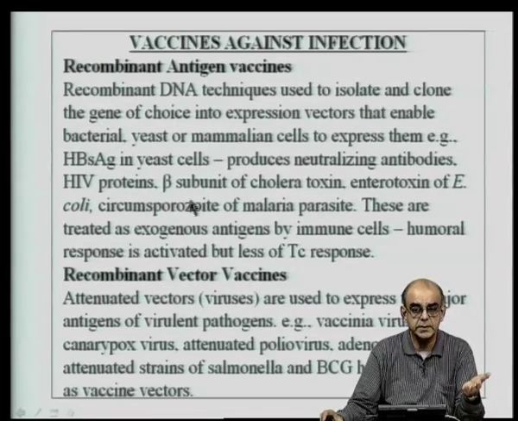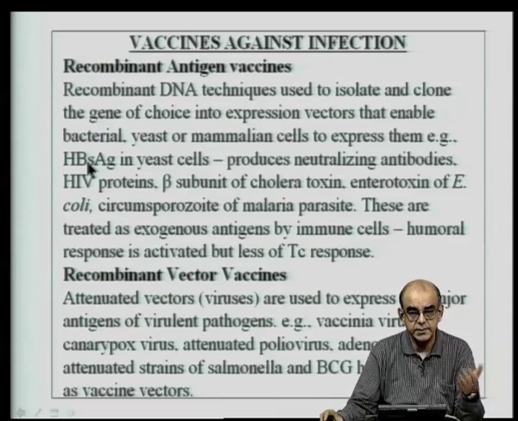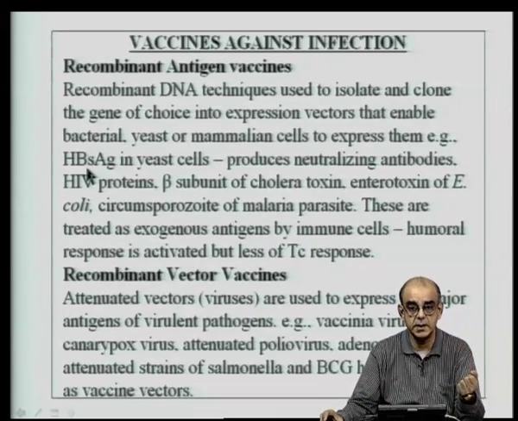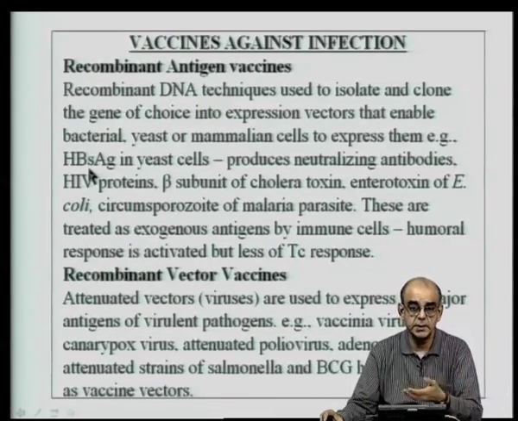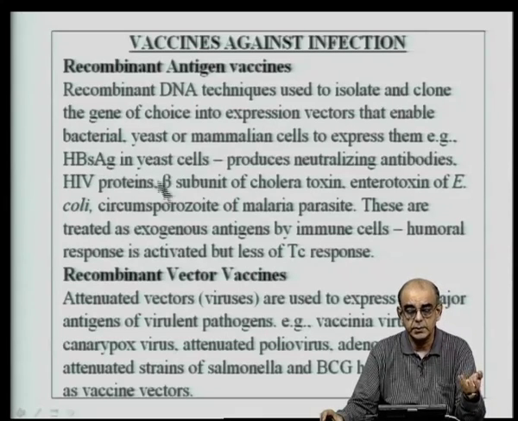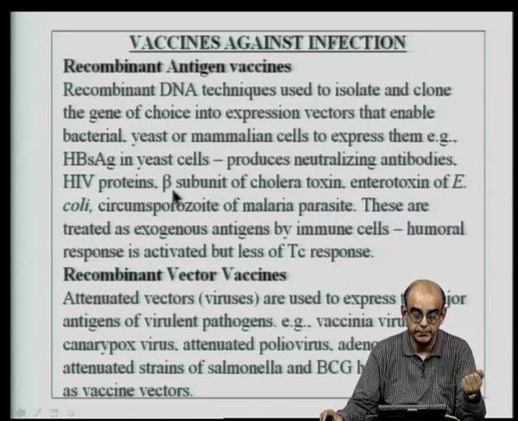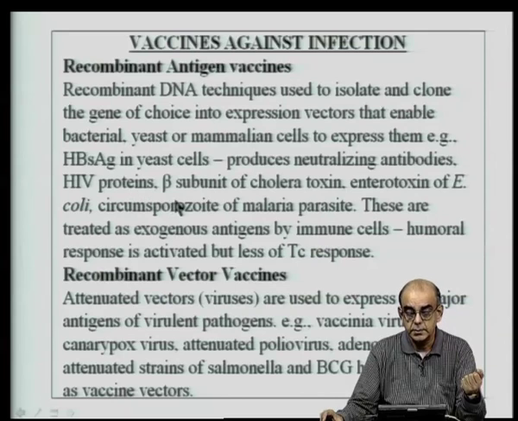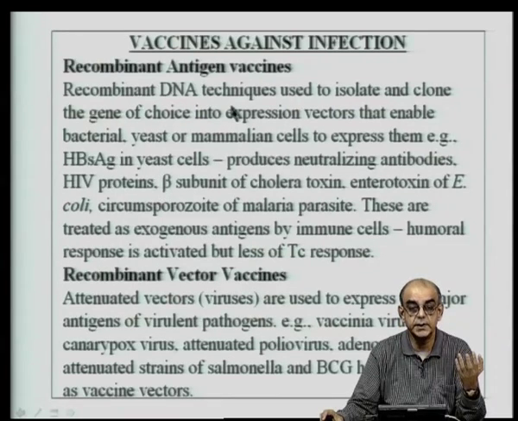One interesting aspect about yeast cells is that these antigens can be expressed on the surface of yeast cells, and yeast of course is something that is there in normal food, and one can use it for oral immunization also. HIV proteins, the beta subunit of cholera toxin, enterotoxin of E. coli, circumsporozoite antigen of the malarial parasite. These are all examples where they have used recombinant DNA techniques to express these antigens and purify large amounts of them and then immunize individuals.